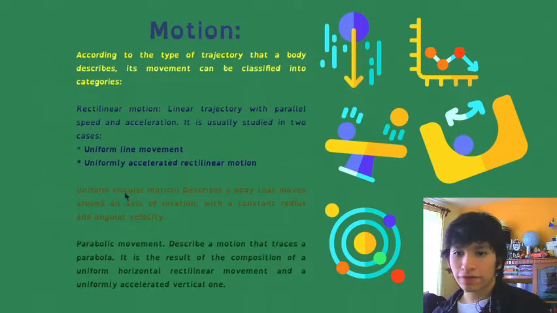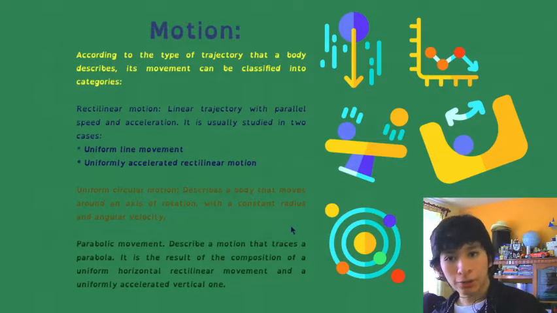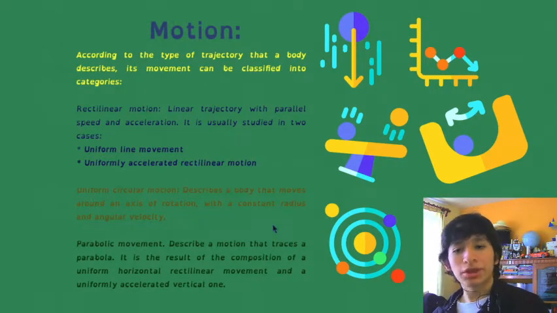Second one, uniform circular motion describes a body that moves around the axis of rotation with a constant radius and angular velocity. Third one, parabolic movement describes a movement that creates a parabola. It is the result of the composition of uniform horizontal rectilinear movement and a uniformly accelerated vertical one.